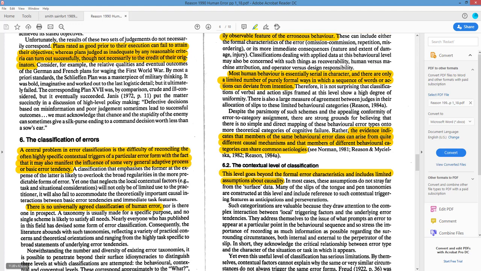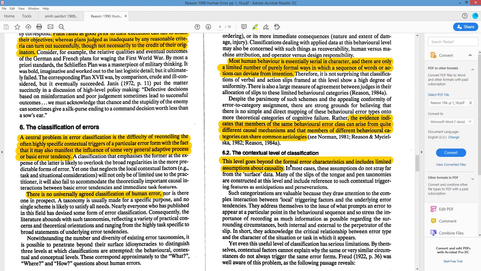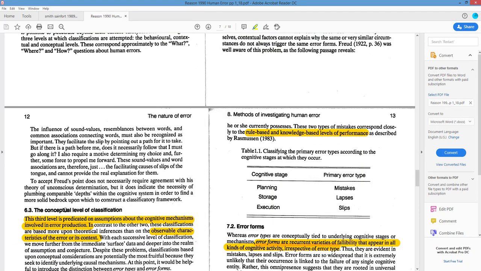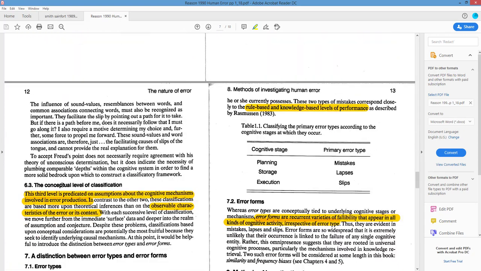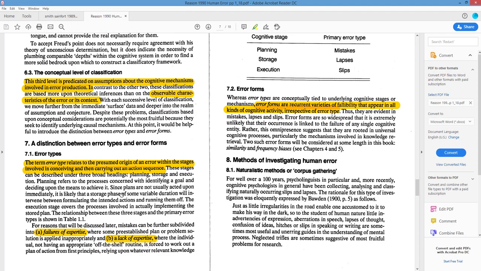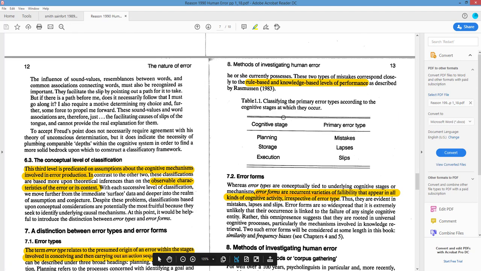He's got the classifications of errors, and he kind of went off on a wave here. So he's got behavioral classifications, contextual level classifications, and it seems like it's a famous thing, conceptual level of classification. So it's contextual, then it's conceptual. Okay, I confuse myself. And he gets into error types and error forms. There's failures of expertise, lack of expertise, rule base or knowledge base levels.